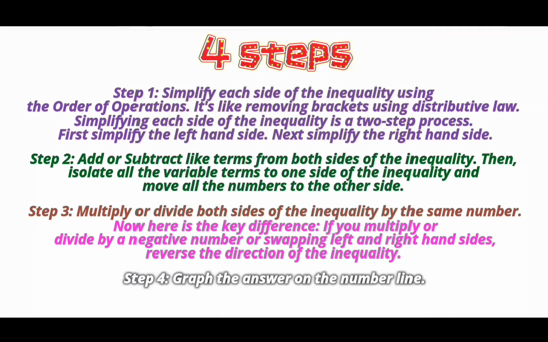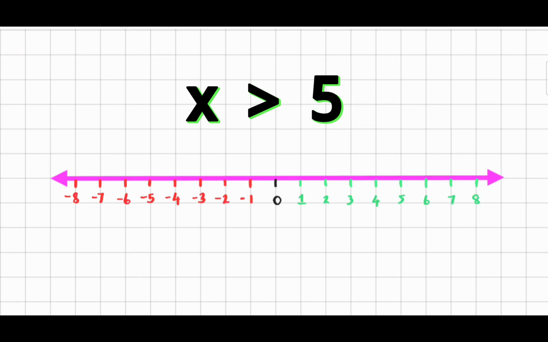Step 4. Graph the answer on the number line. For example, we can graph the inequality, say x greater than 5, on the number line this way. Circle 5 on the number line and shade the number line to the right of 5, since the inequality says that x is greater than 5. See, the blue line starts at 5 and points upward into infinity. So all the numbers greater than 5 make the inequality x greater than 5 true.